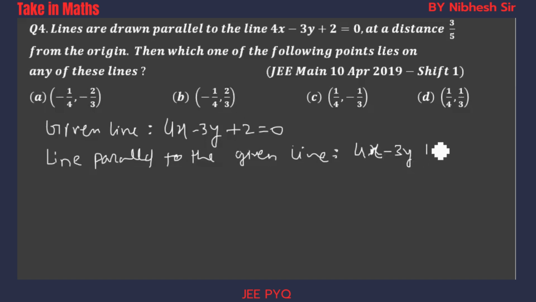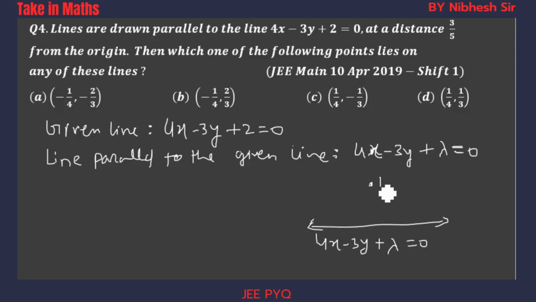plus lambda. I just consider the plus lambda equal to 0. Only the constant term will be changed. 4x minus 3y would be the same. Instead of plus 2 I write plus lambda. So this line will be parallel to this one. This is at a distance of 3 by 5 from the origin. So I just consider this line as 4x minus 3y plus lambda equal to 0.